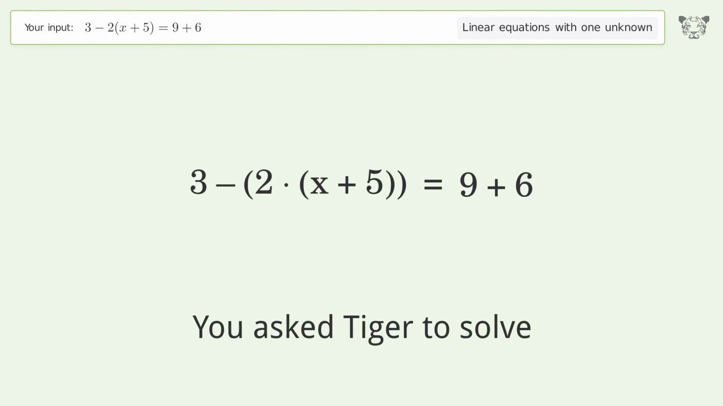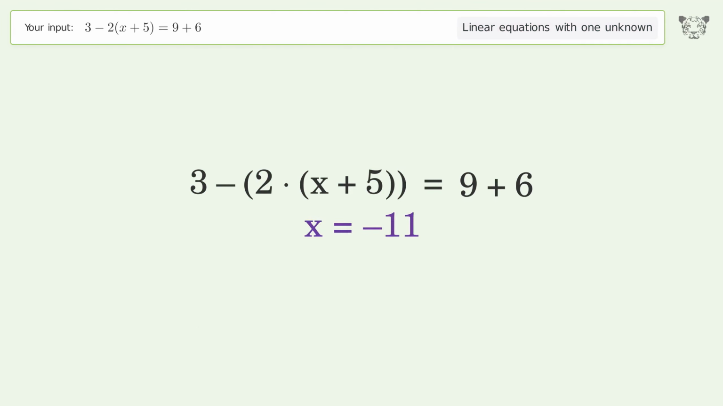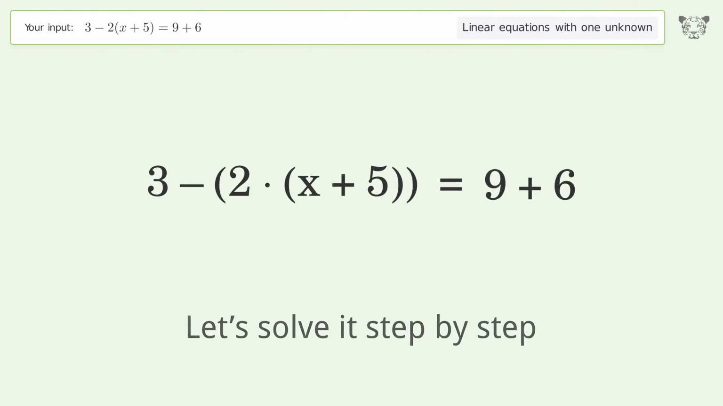You ask Tiger to solve this. This deals with linear equations with one unknown. The final result is x equals -11. Let's solve it step by step.